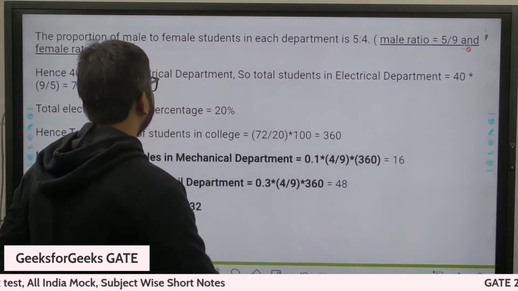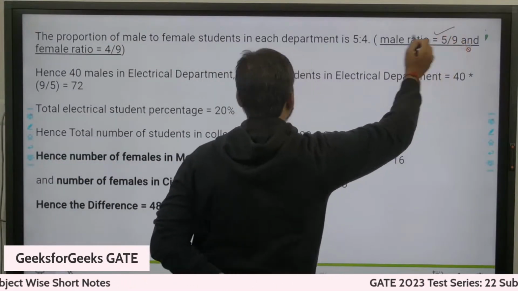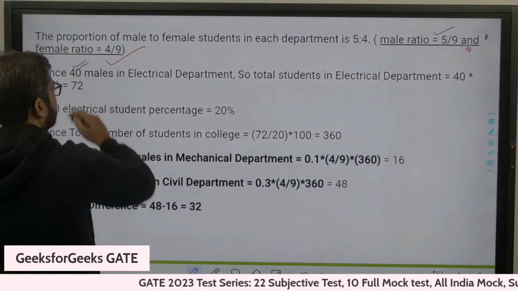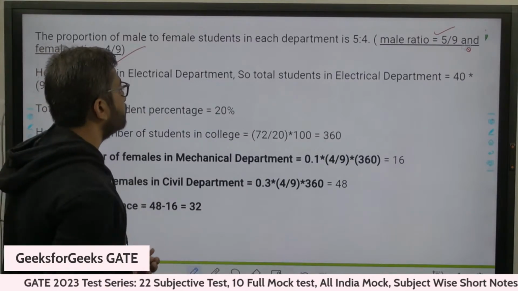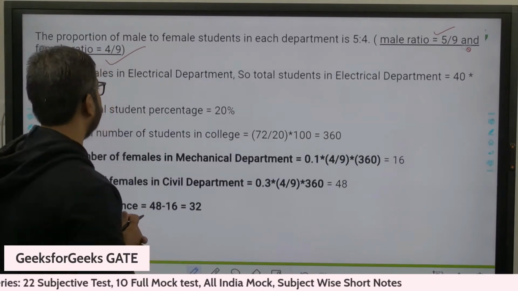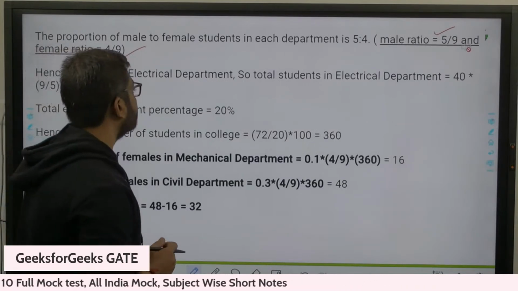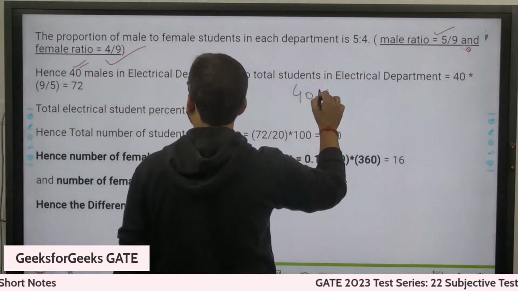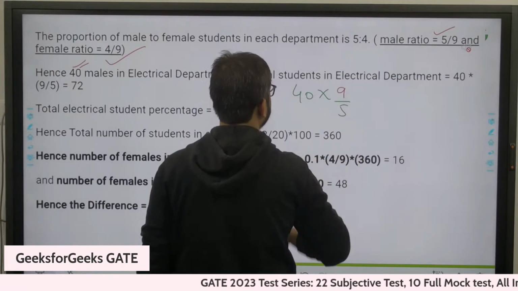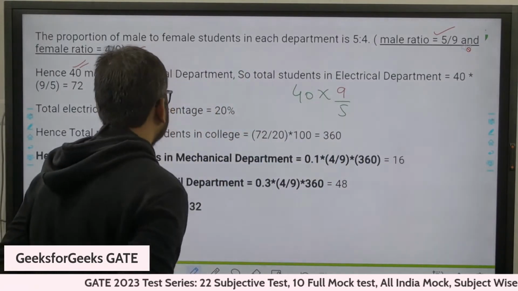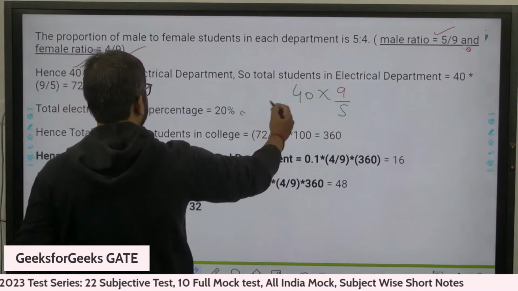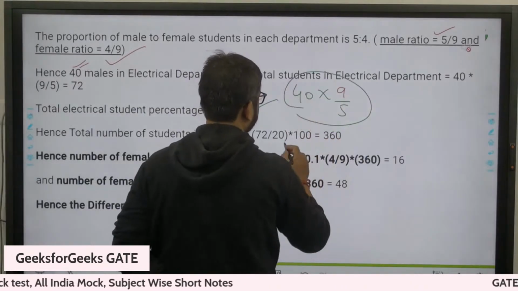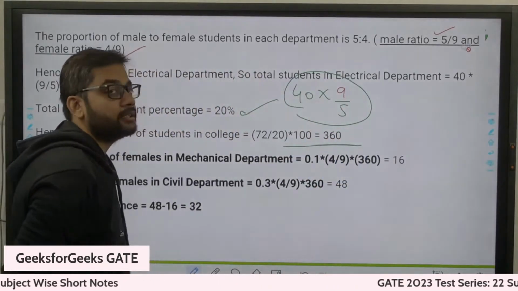The proportion of males is equal to what? See, देखो, male is 5/9 and female is 4/9. Okay, and there are 40 males in the electrical engineering department. So we need to find out the total students in the electrical department. So total is basically 40 students multiplied by 9/5. Okay, so this will give you the total students. टोटल इलेक्ट्रिकल इंजीनियरिंग स्टूडेंट इज 20%, हेंस द टोटल नंबर ऑफ स्टूडेंट, जो भी यहां से डेटा आएगा इसका 20% निकाल दो, ये हो गया हमारा टोटल नंबर ऑफ स्टूडेंट इन द कॉलेज आ जाएगा.